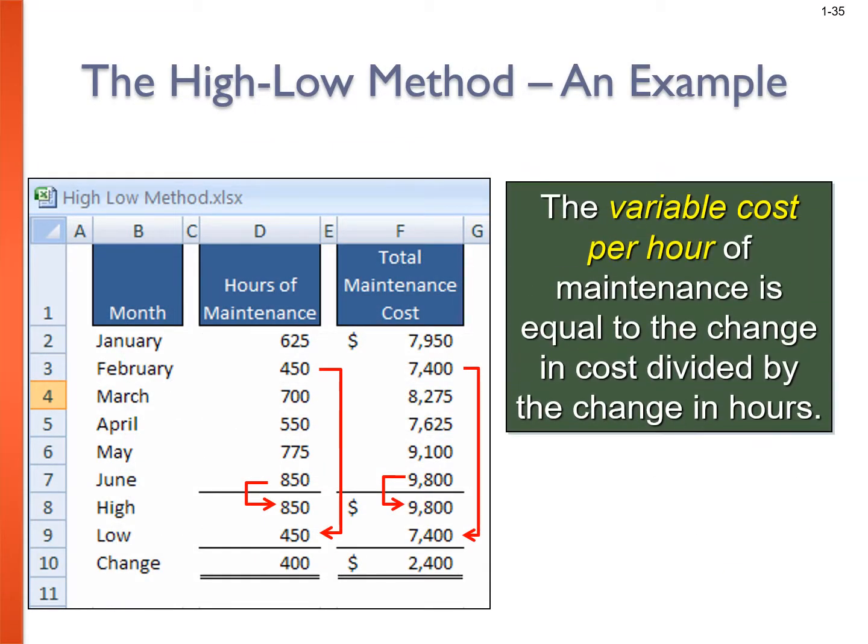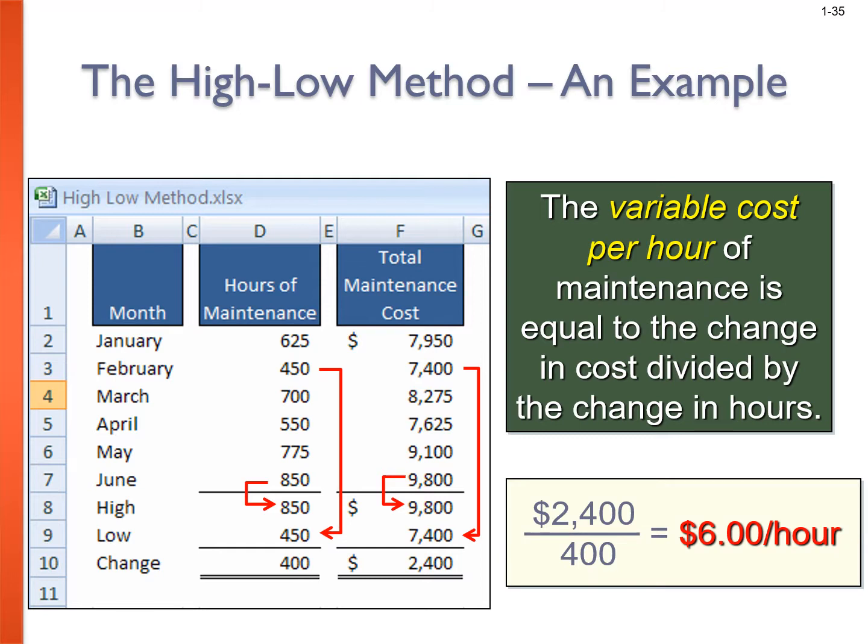The other method is the high-low method. So the variable cost per hour of maintenance is equal to the change in cost divided by the change in hours.